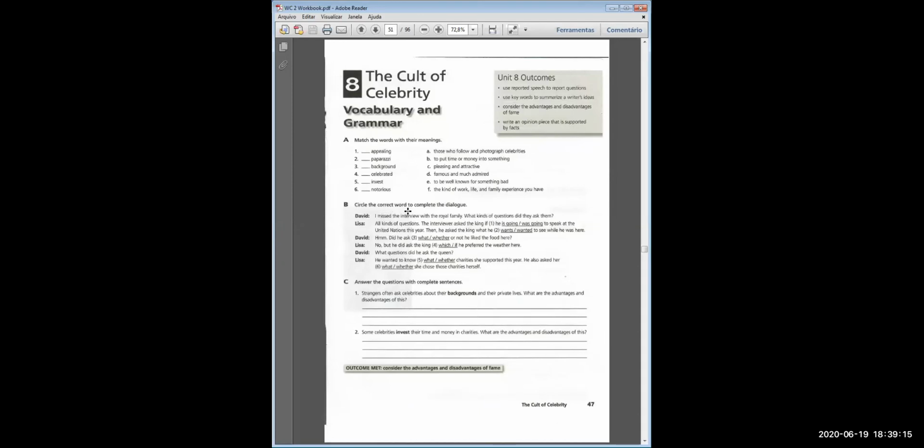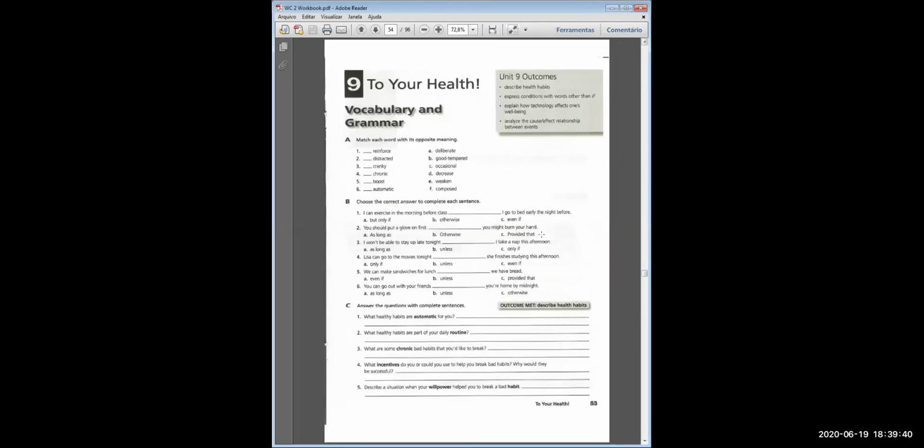Letter B, circle the correct word to complete the dialogue. In the dialogue, there are some conversations. Sorry, my WhatsApp, guys. Let me check. This is your homework, guys. Letter B and C, on the correct page, number 53. You need to choose which condition word you can use to fill in the blanks. For example, I can exercise in the morning before class, but only if, otherwise, or even if. You need to complete with the best one.